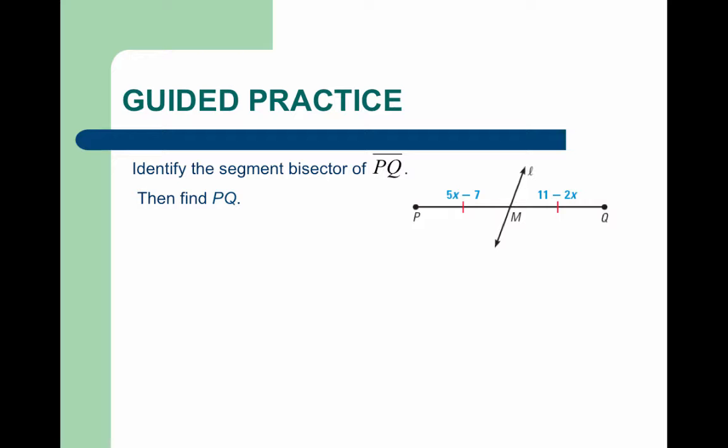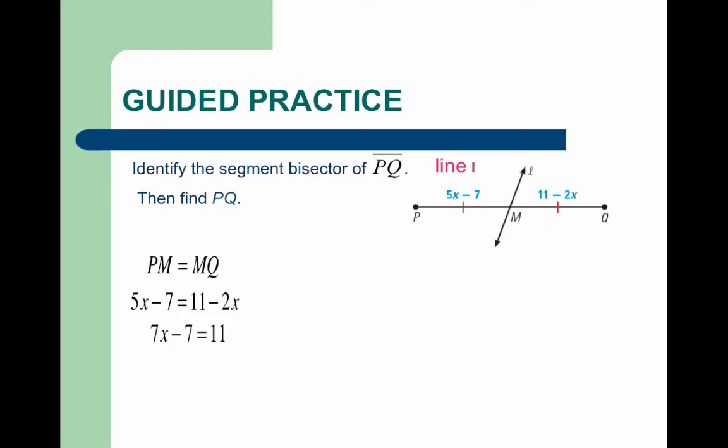Identify the segment bisector of PQ. So what is cutting PQ in half? Well, it's line L. Line L is what's cutting it in half, so that would be the segment bisector. Our goal here is to find PQ, the entire length of this segment, and we know the segment bisector is L and that it's cutting it in half at its midpoint M. So we can set PM equal to MQ.